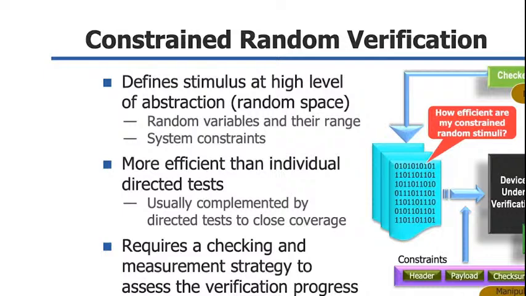But anytime you have random constraints and random stimulus, you need an automated way of checking your results, and you need to assess exactly what you've tested, and we call that metric-driven verification. So typically we use functional coverage to figure out what we have actually tested against our verification plan.